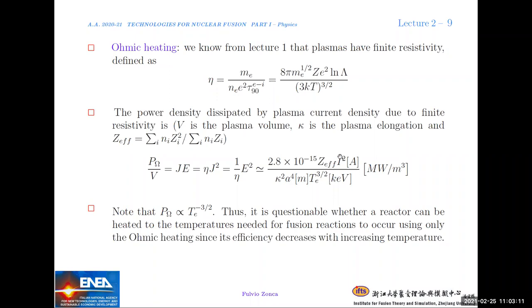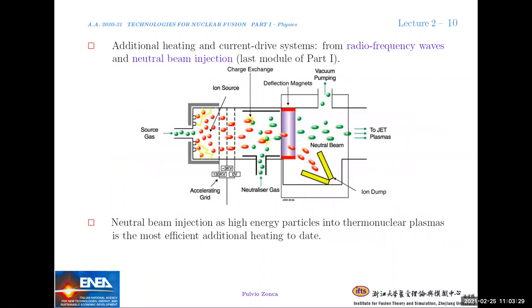So the question again is, because of this minus 3 halves dependence, it is very questionable whether or not it is sufficient to use ohmic heating in order to achieve the temperature that is necessary for achieving ignition. So because of this, as I said before, there is the radio frequency wave heating and the neutral beam injection.